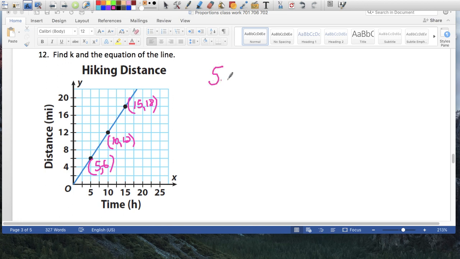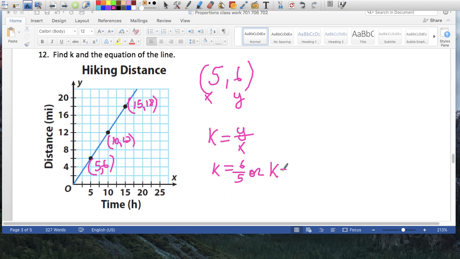So if I use the point 5, 6, this is x and this is y. So k equals y over x. k would be 6 over 5, right? And you can leave this as a mixed number, k equals 1 1/5, or you can also write this as k equals 1.2. Doesn't matter which one they use. I wouldn't use the mixed number though. I would use either this one or this one in my equation.